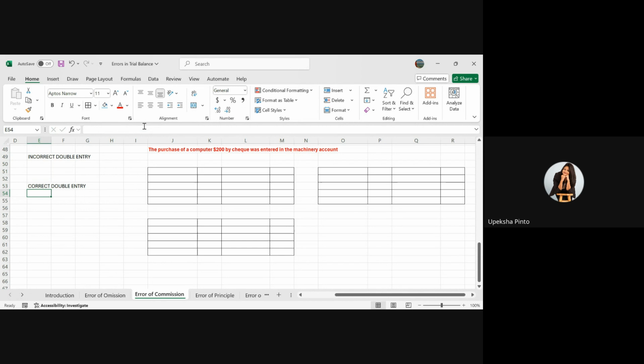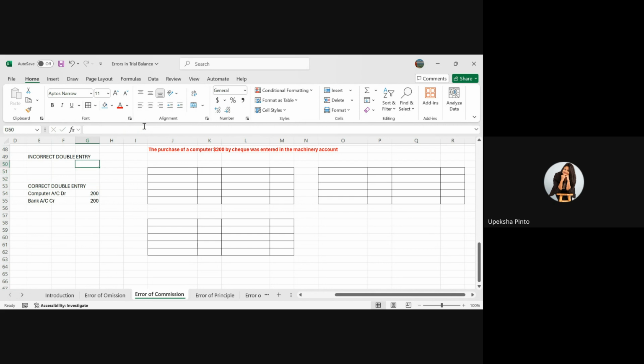You're purchasing a computer, $200 by check. So once you're purchasing a computer by check, how do you record it? Computer is an asset, so it should be computer account debited, and bank account should be credited. Computer is an asset, asset rising by 200, right? Because you are bringing it, but you are paying through the check, so bank balance is falling. This is the correct one, but you have made a mistake.